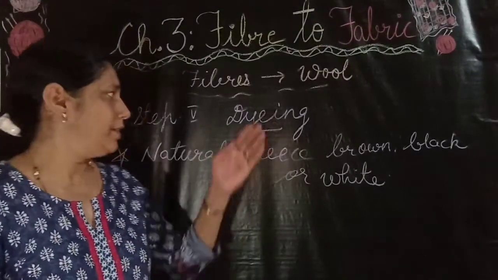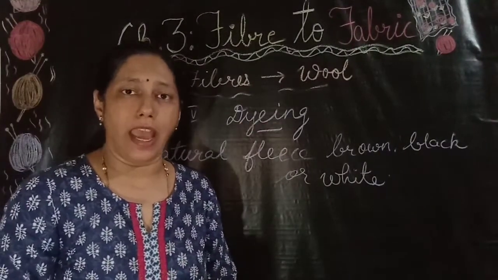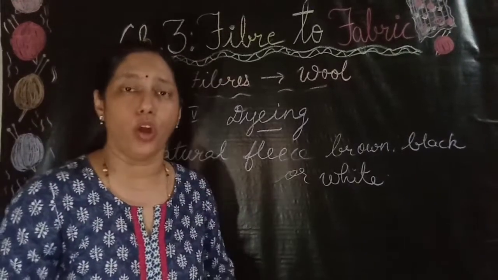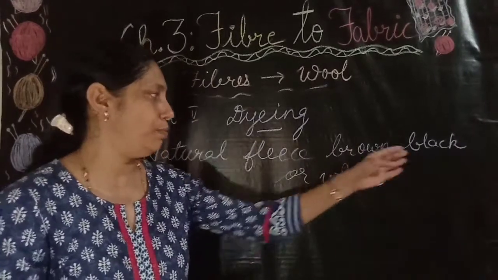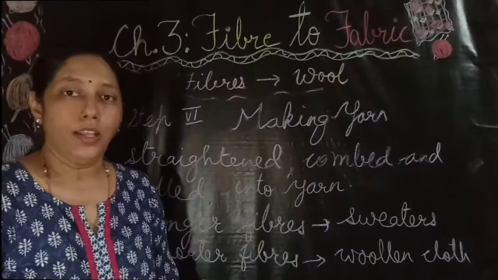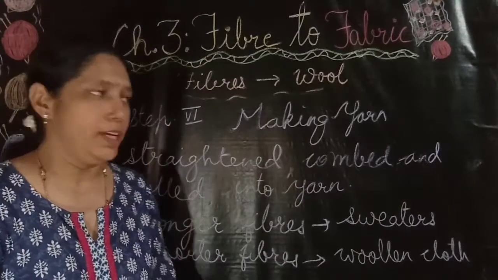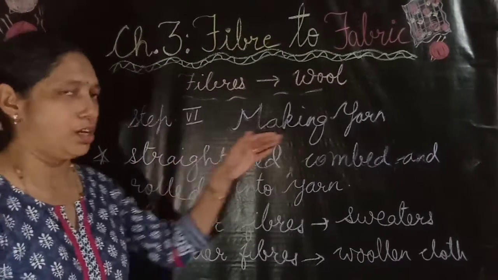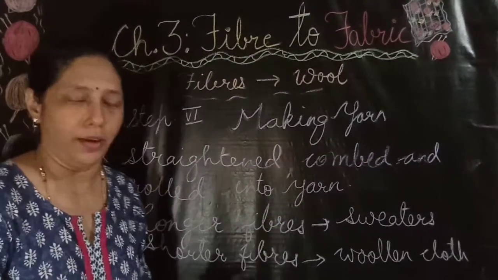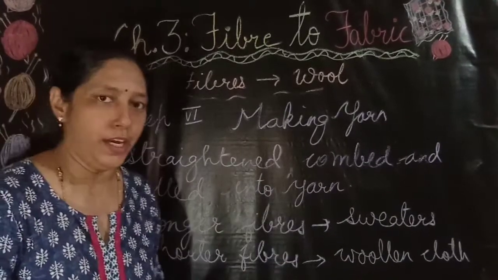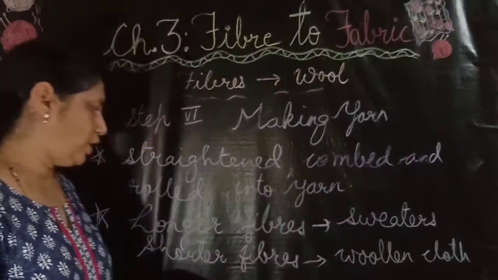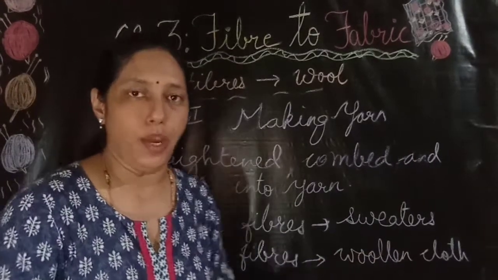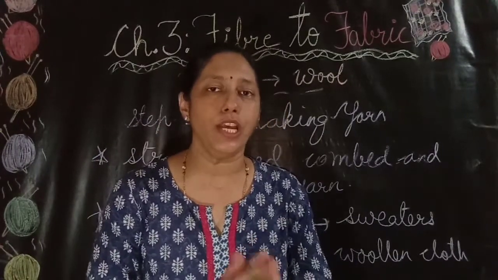The fifth step is dyeing. Now the fibers can be dyed using various colors because the natural fleece of goats or sheep is brown, black or white. Now the sixth and the last step is making yarn. In this step, the fibers are straightened, combed and rolled into yarn. The longer fibers are made into wool for sweaters and the shorter fibers are spun and woven into woolen cloth. This way, the fibers are processed into wool.